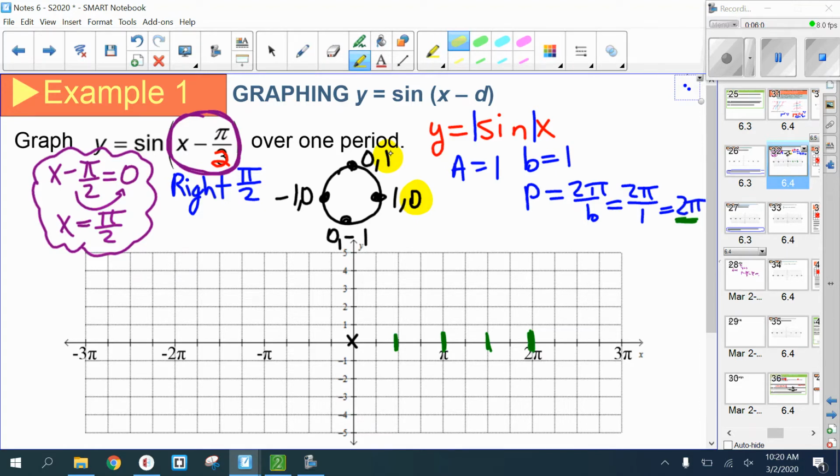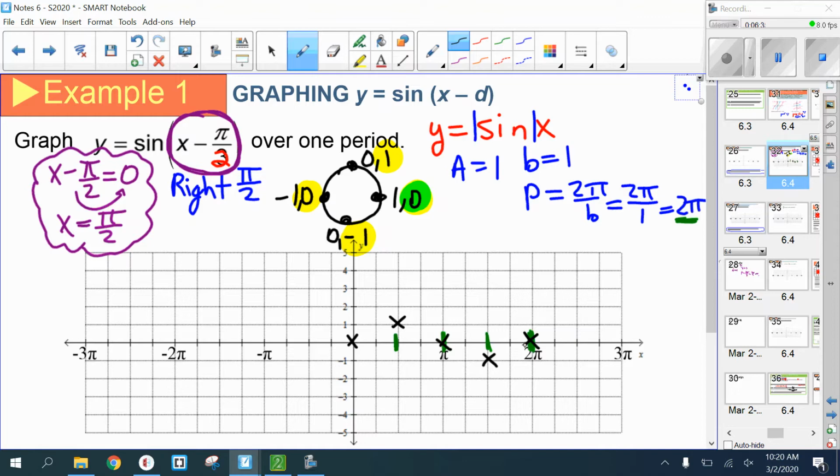My next y value signifies sine pi over 2, and sine pi over 2 is equal to 1 in this case. So I'm going to put a little x right there at 1. Sine pi is 0, so I'm going back to 0 at pi. Sine 3 pi over 2 is negative 1. So I'm going to go down here. And then, of course, we get back to sine 2 pi is 0.